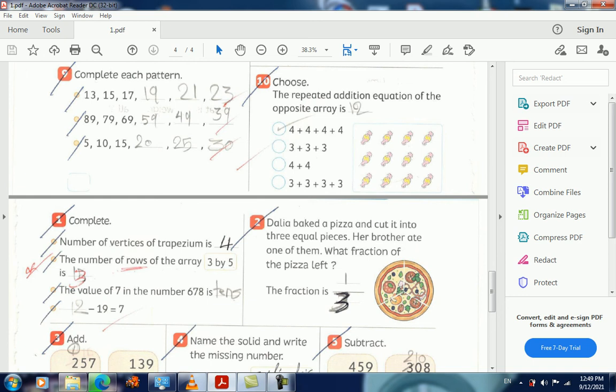This means we have columns of 3. How many columns of 3s do we have? We have 4 columns. Okay? So we have 4 columns and each column has 3. So the 3 is repeated 4 times, so it should be the last solution. Not 4 plus 4, it's 3 plus 3 plus 3 plus 3.